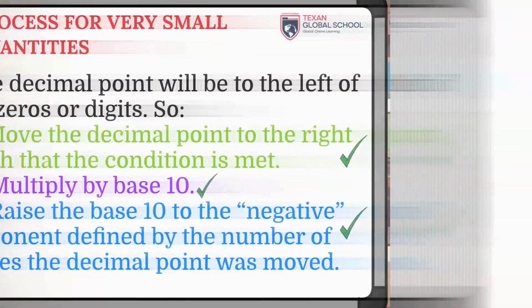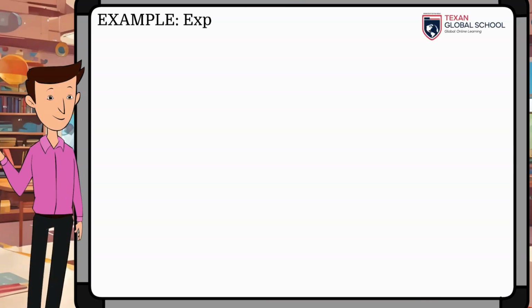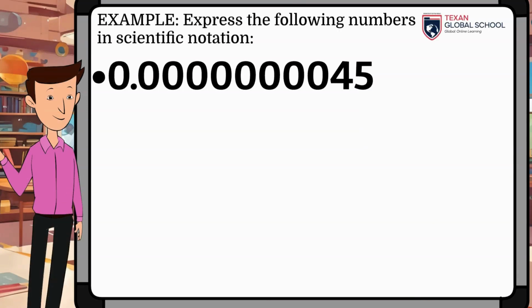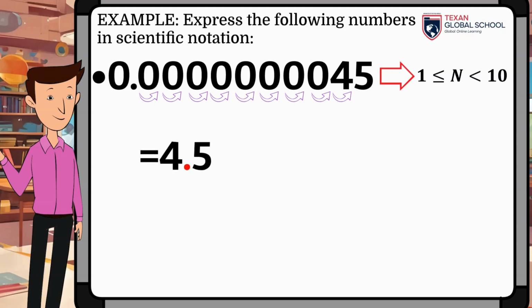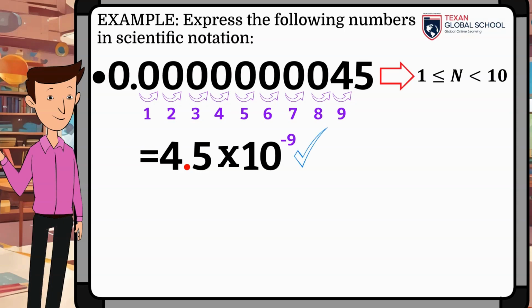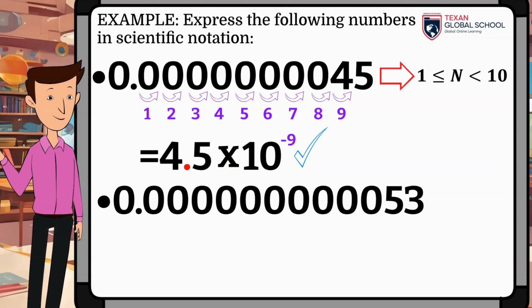Let's look at the first example. We will express the following numbers in scientific notation form. We can see that, since it is a very small quantity, the decimal point is on the left. Then, move the decimal point in the opposite direction, so that the value is greater than or equal to 1 and less than 10. Now, multiply this value by 10, and raise it to the number of times we moved the decimal point. We can see that 0.0000000045 can be represented as 4.5 times 10 to the negative 9.